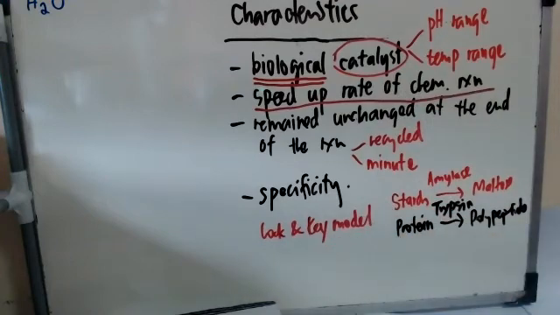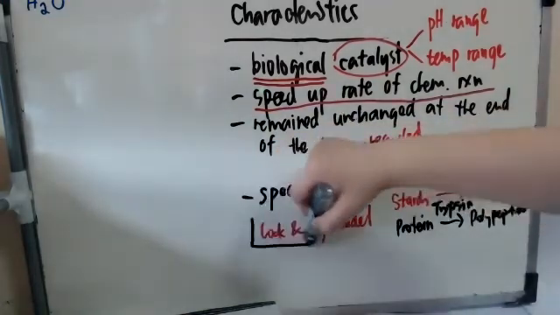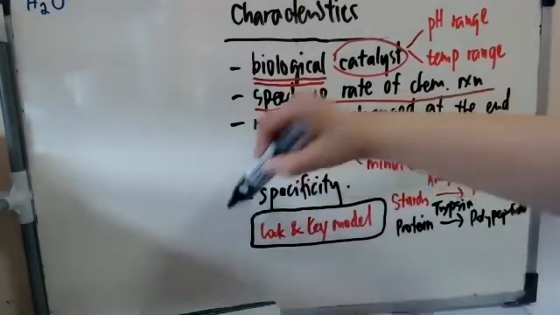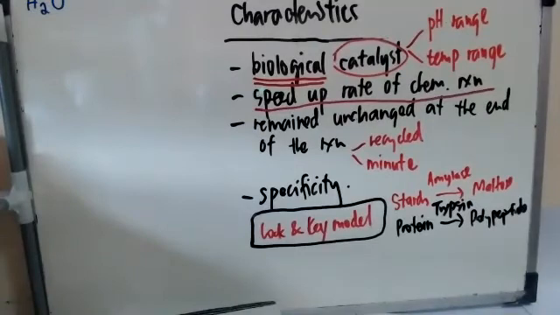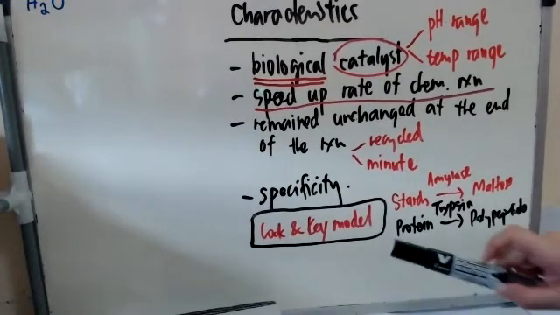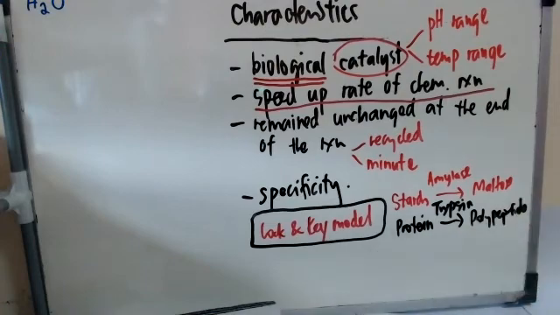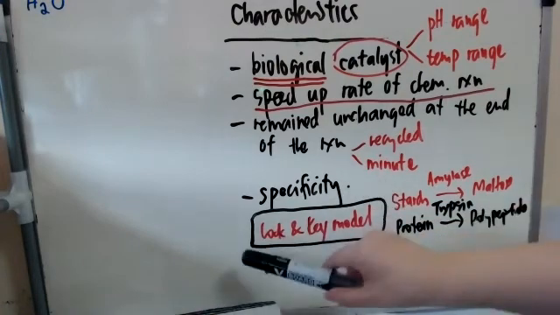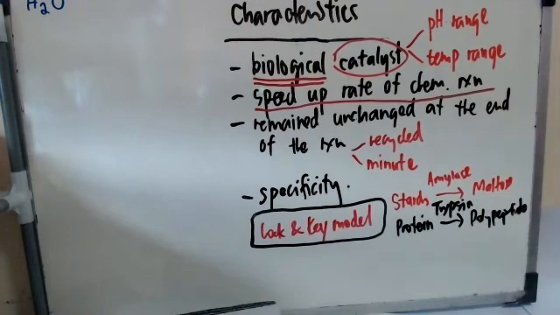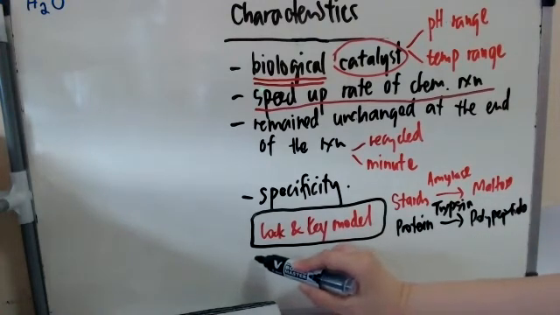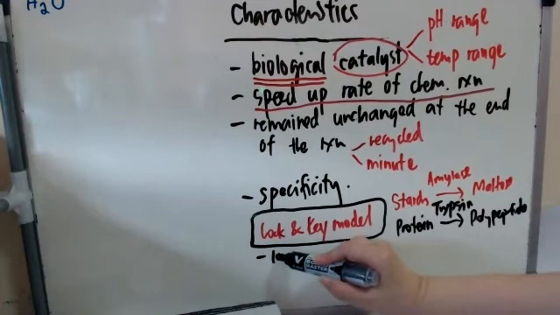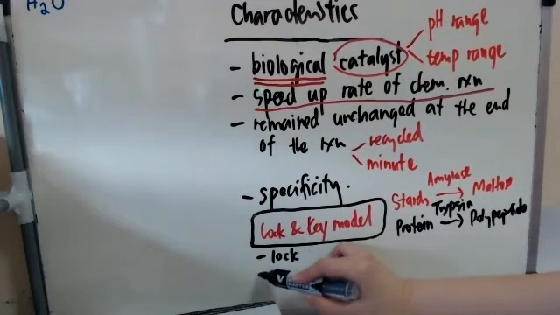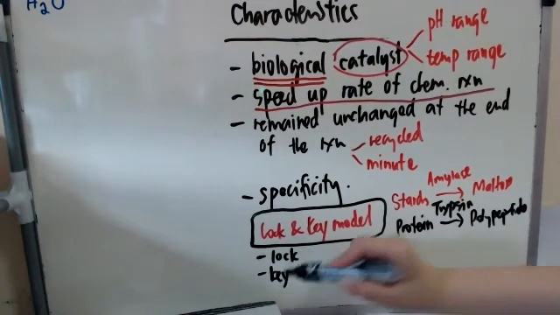So they come up with this lock and key model. Lock and key model is important. It's always heavily tested. So whenever they ask you to explain the action of enzyme with reference to the lock and key model, you must tell the examiner what is represented by the lock first and what is represented by the key.